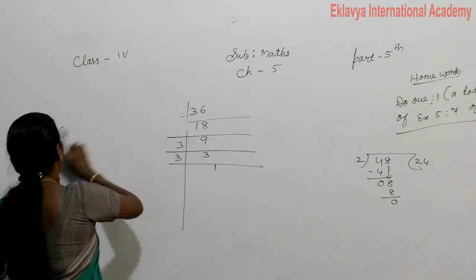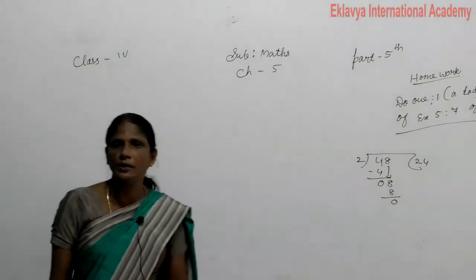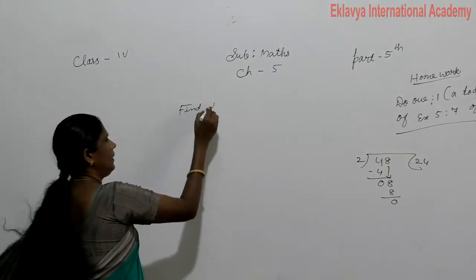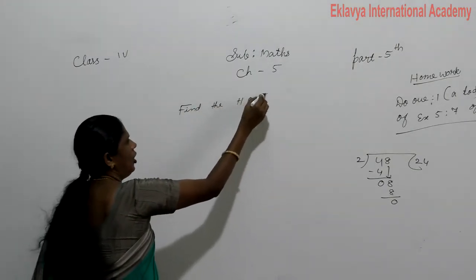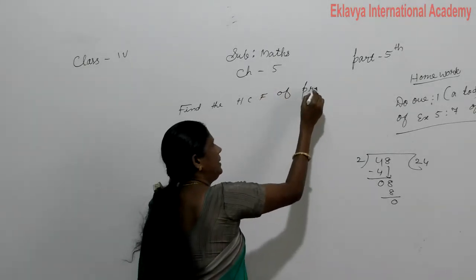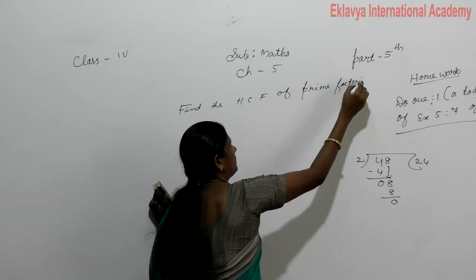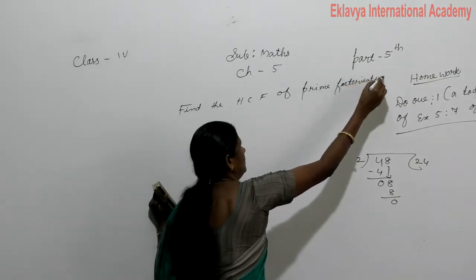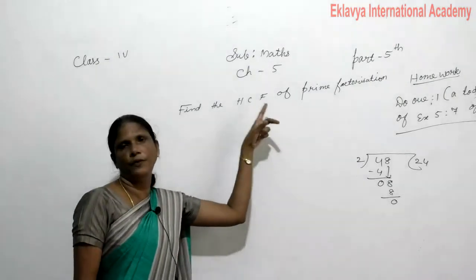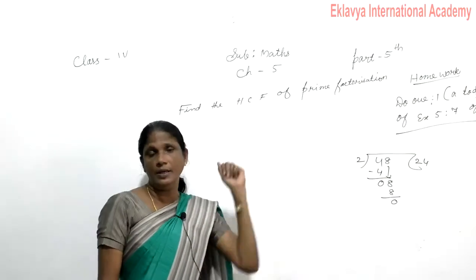Now how to find the HCF by the prime factorization method? Question: find the HCF using the prime factorization method. HCF means highest common factor. We follow this method in HCF.